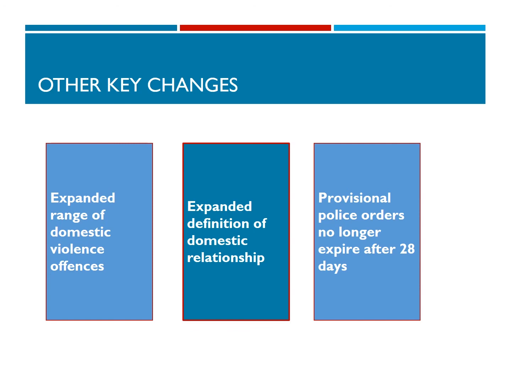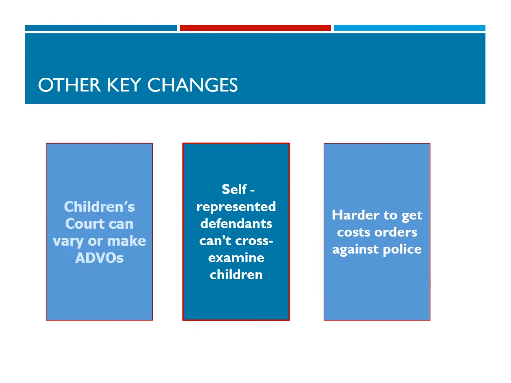Thirdly, provisional orders issued by police will no longer expire automatically after 28 days, but will last until the defendant is either in court or is served with an interim or final order, or if it is revoked or withdrawn. Another key change is that the Children's Court now has jurisdiction to make or vary AVOs during care proceedings. Police and FACS have standing to appear before any such order is made.